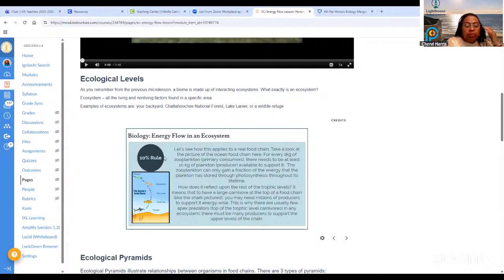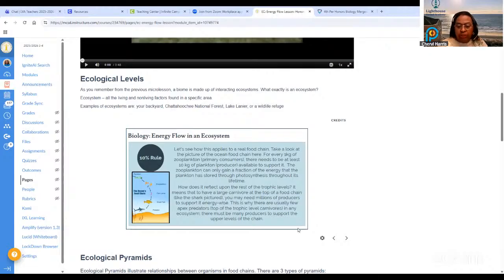So the 10% rule, know what the 10% rule is. I think we touched on it yesterday. The 10% rule means that an organism eats something, and it eats 100% of it, but 90% of what they eat, they use for their body functions. You need energy to function. So only 10% is available for the next level. That organism is only going to get 10% of the original energy.